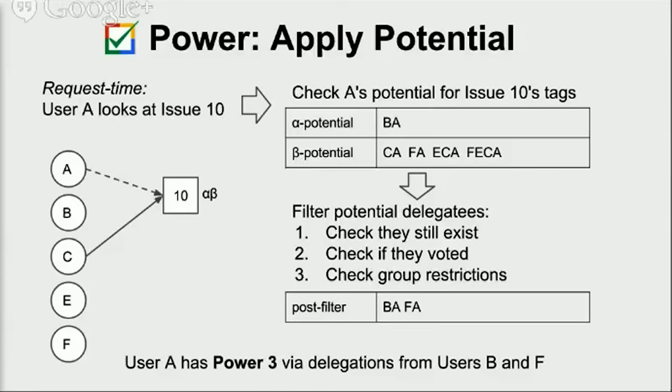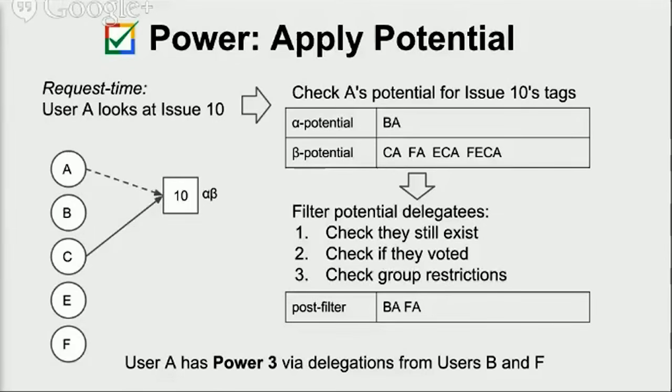Then at request time, we apply the potential. So let's say A is thinking about voting on issue 10. Another thing that's tricky is that in the background, for each user, we don't know exactly who's voted on what issue, because again, in the background, we don't know that there's a connection between this user and this issue.